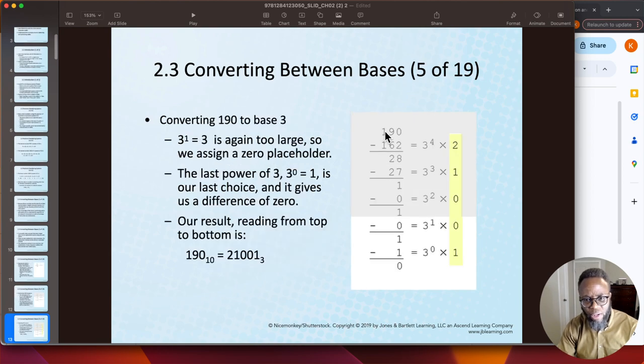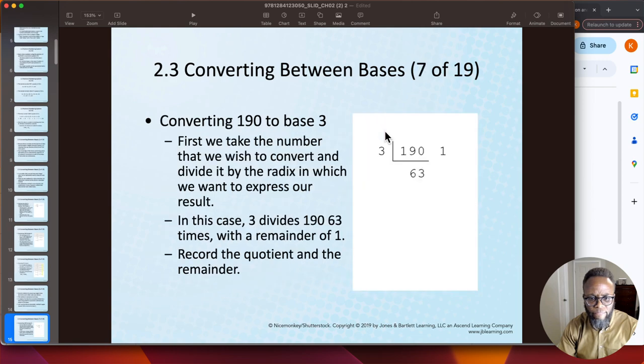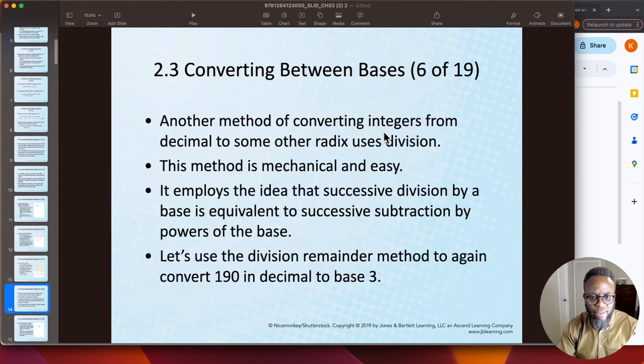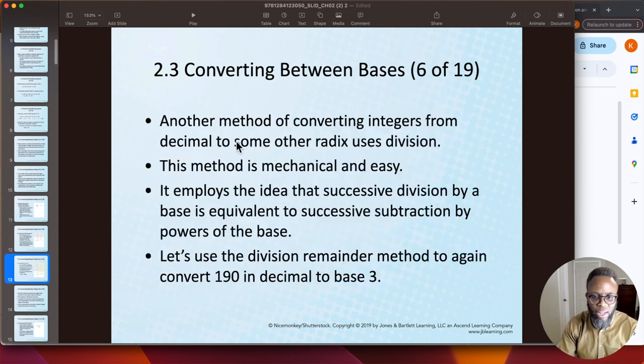Now let's keep going down. So this is one format. You folks can read through this one, but I'll be honest, I am not very familiar with it. What I'm familiar with is the divisional method. Okay? This method is mechanical and easy. It employs the idea that successive division by a base is equivalent to successive subtraction by powers of the base.